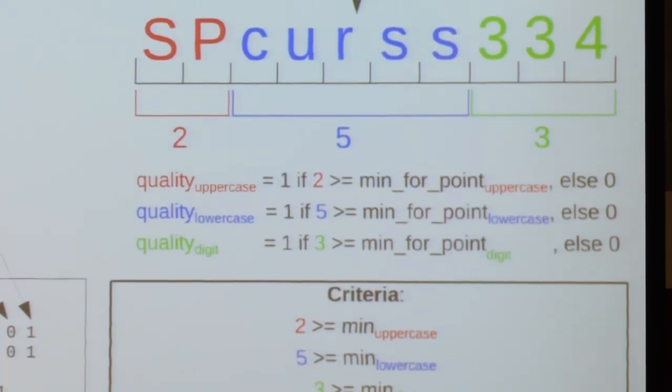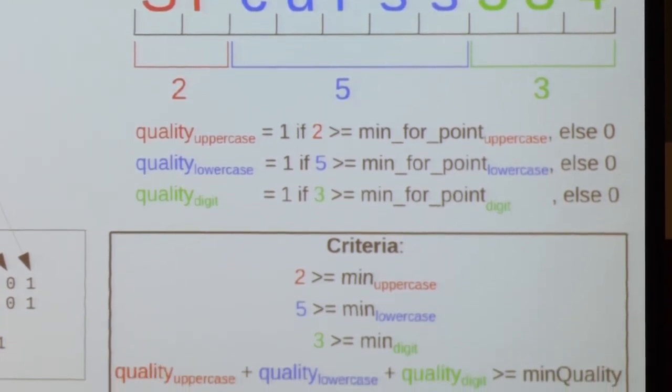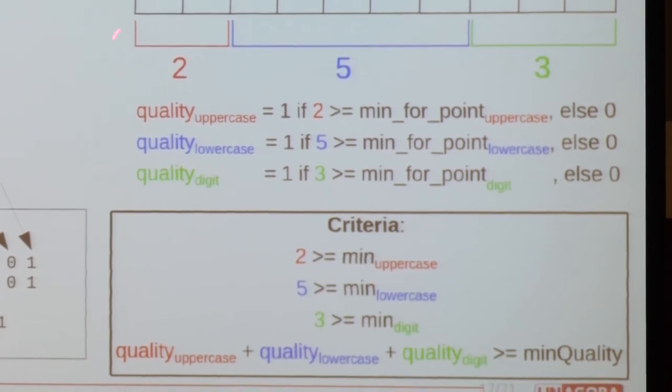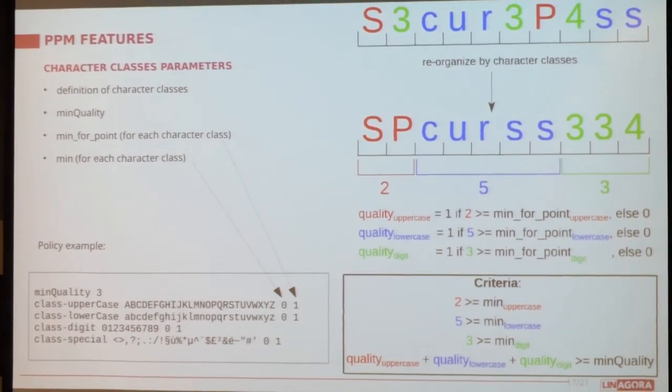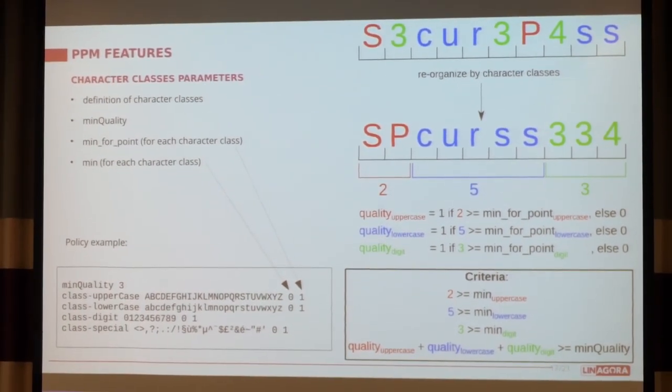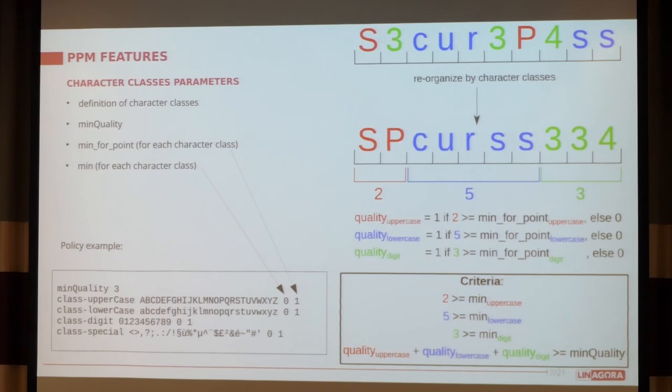So let's consider, for example, the secure password on the right side. If you reorganize the characters by class, you can count 2 upper, 5 lower, and 3 digits. In our example, you only need to have 1 character of each class for getting a point. So here, you have 3 points. In this example, the password is valid because there is no minimum number of characters needed for each class, and also you have 3 points, and the minimum quality is precisely 3.